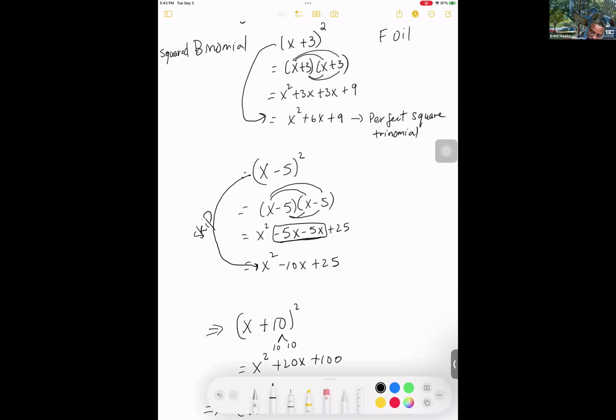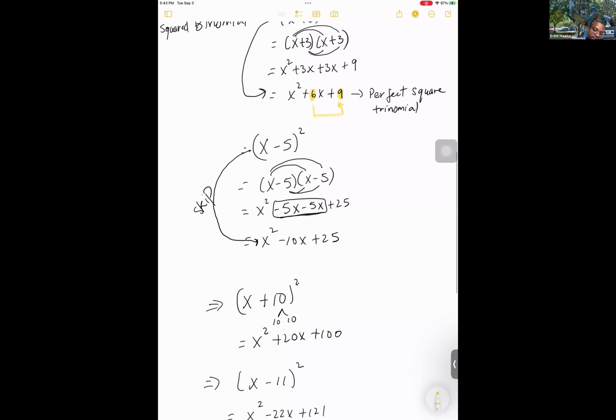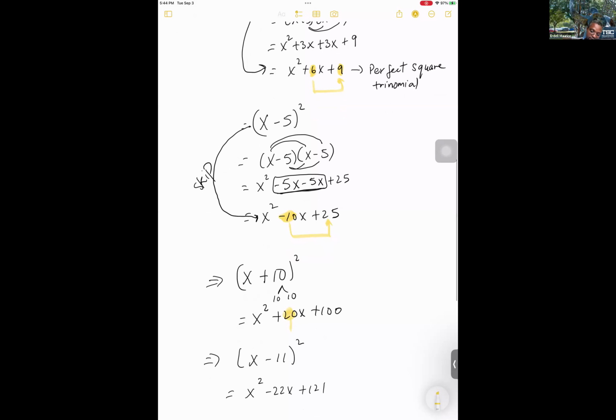Let me highlight this right here. See, this value right here is 6. And then this value right here is 9. There is a connection between these two numbers. This value right here is negative 10, and then this value right here is 25. This value right here is 20. This value right here is 100. Does anybody know what that connection is? To go from the middle term to the last term, how?